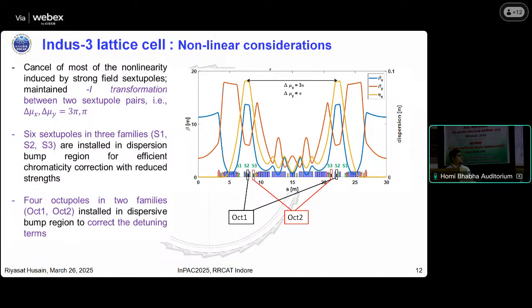During this linear lattice design, we have also taken care of the nonlinearity effect. That is, we want to enhance the dynamic aperture. Most of the nonlinearity is cancelled by maintaining the minus I transform between the sextupole pair here. These 3 families of sextupoles are installed to correct the chromaticity and play with the amplitude dependent tune shifts. And we are using 2 octupole families. Normally there is one octupole family in ESRF and other machines. So we have included one more octupole here to take care of the nonlinearity coming from the sextupole, to have better nonlinear dynamics performance.